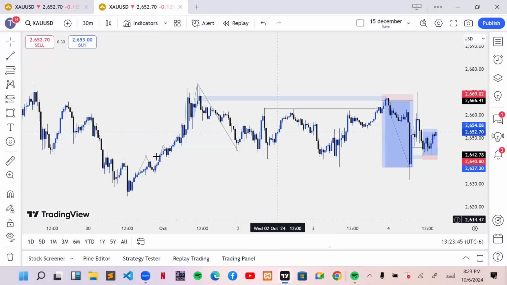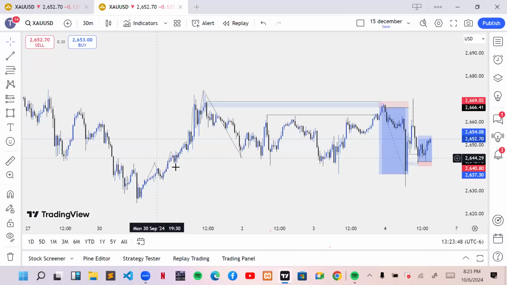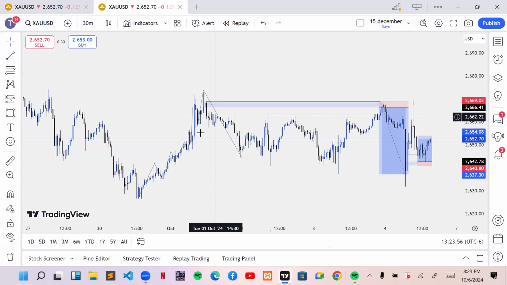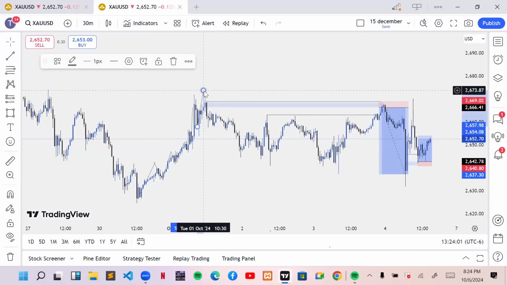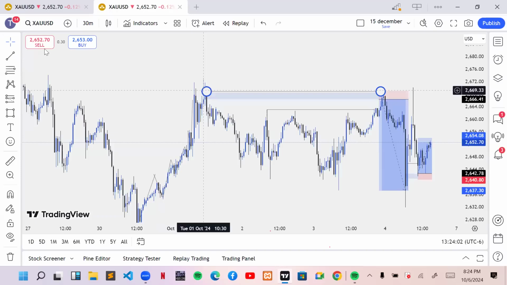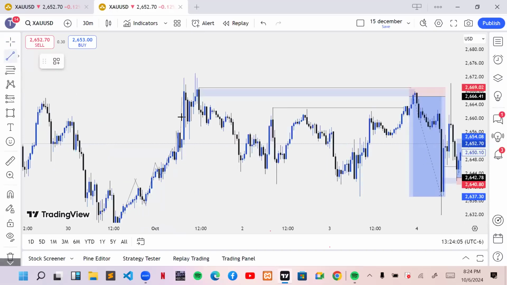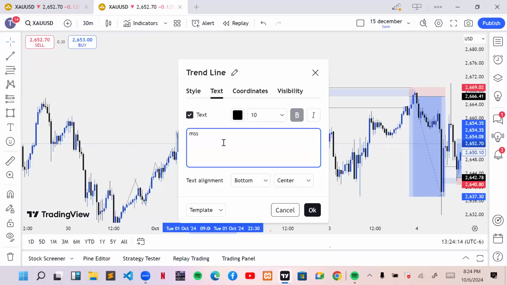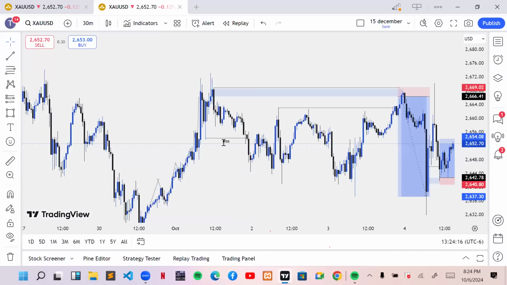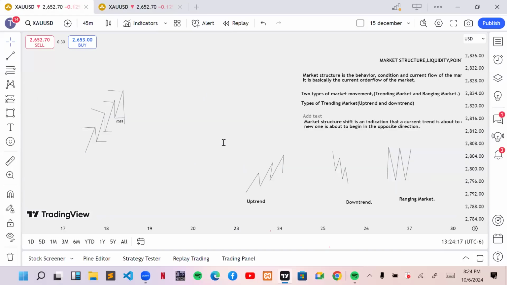So higher highs, higher lows, higher highs, higher lows. The market now broke down the last low and made a lower low. This here is an indication that the market is now turning bearish. The market structure shift happened right here. This was the last low, and the market took out that last low, now changing the trend of this market from an uptrend to a downtrend. This is where the market structure shift is, same as what I marked out here.